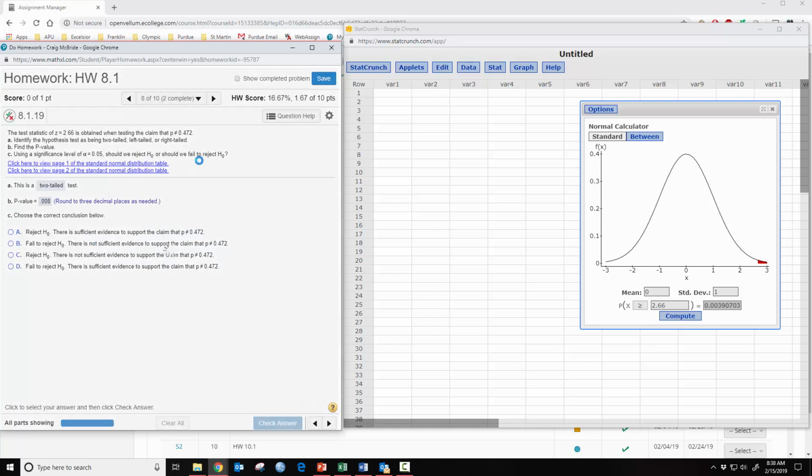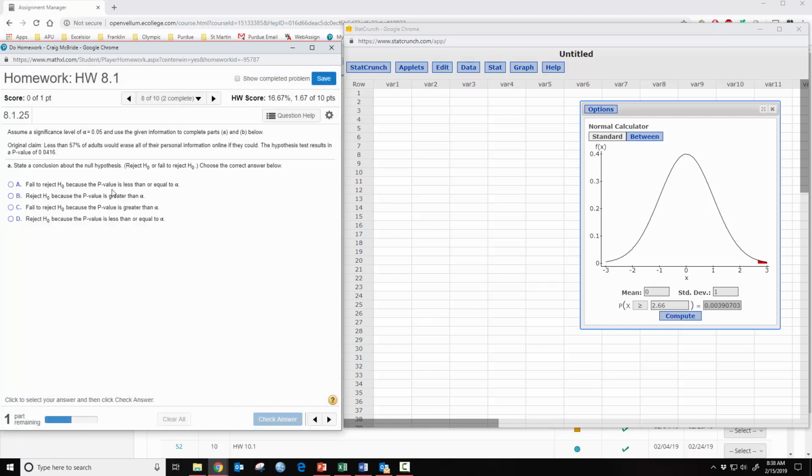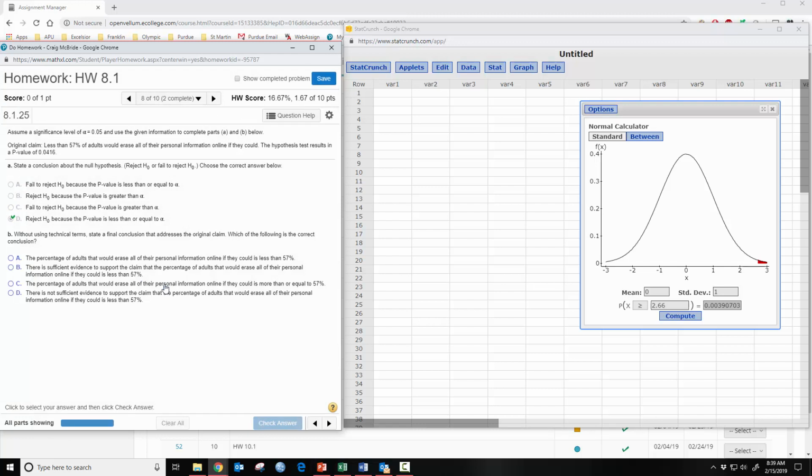Assuming most of these are probably going to be the same thing. All right, so now we've got an alpha, original claim less than 57%, right? So that's going to be a left tail. The hypothesis test results in a p-value of this, state the conclusion. Well, if this is my p-value and this is my alpha, then it's less than alpha, so we reject. We reject because the p-value is less than or equal to alpha. Remember, if the p is low, the null must go.